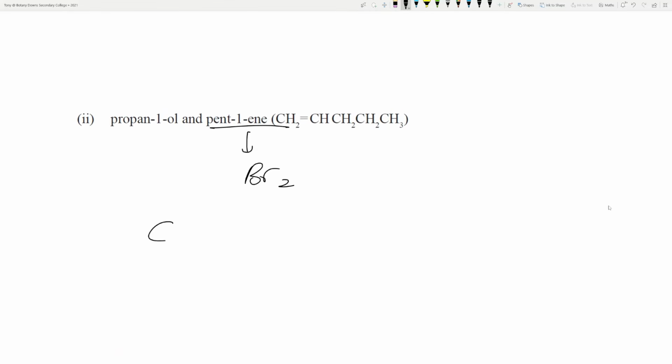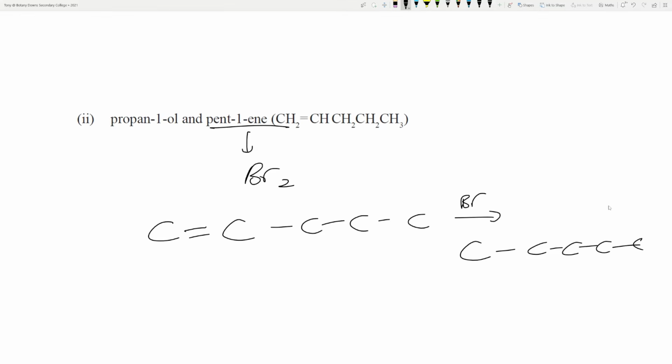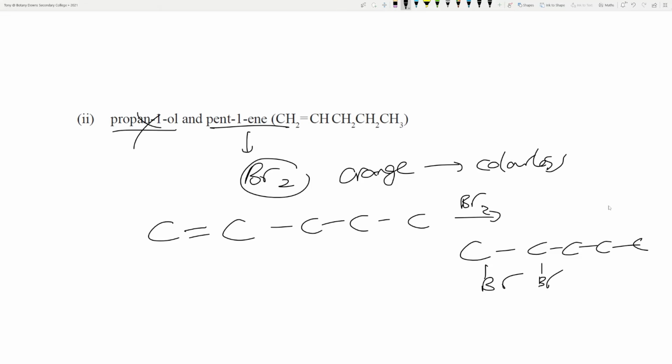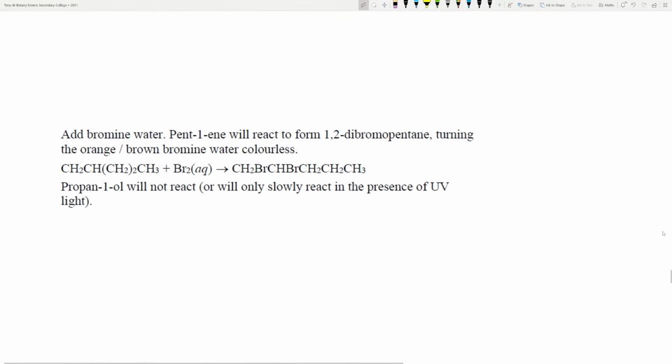When you add bromine water, again, I can't be bothered doing the H's, you guys can do the H's. You break the double bond, and then the Brs get added over here. The Br2 is orange, and this will turn colorless straight away, and this one doesn't react. Exactly the same thing with pentene: add the bromines, and the other one will not react.